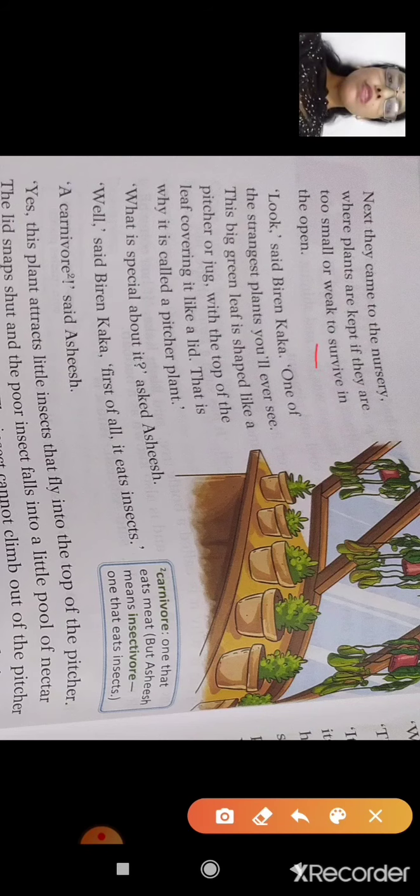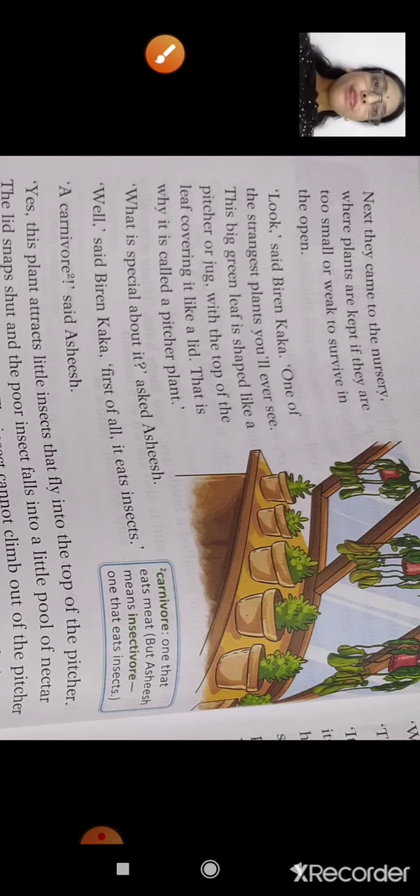Can you see this word survive here? Survive means to live. Yes, they cannot live in the open because there are harsh conditions. Might be the weather could be extremely hot, extremely cold, there could be rain. And because these plants are too small or too weak, they cannot sustain, they cannot live in those harsh conditions. So they are kept in the nursery.